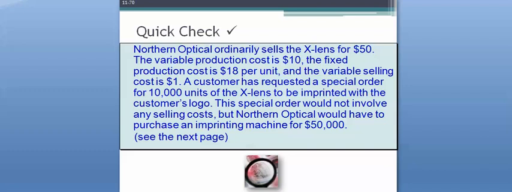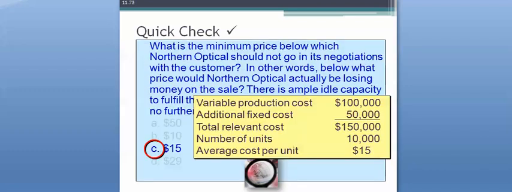Again, our variable production cost is $10 per unit and the special imprinting machine costs $50,000. The minimum price for the special order then would be $15 per unit. We had variable cost of $10 per unit times 10,000 units, or $100,000. We had $50,000 additional fixed cost, and then we divide that total relevant cost of $150,000 by 10,000 units, and we get an average cost per unit of $15. Above this, we increase our profits; below a $15 price, we would decrease our net operating income.